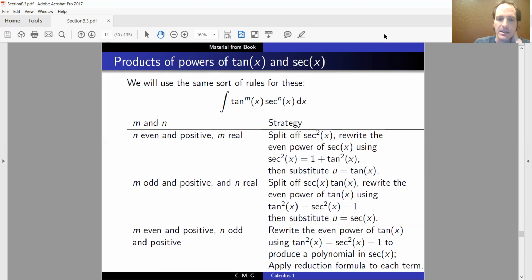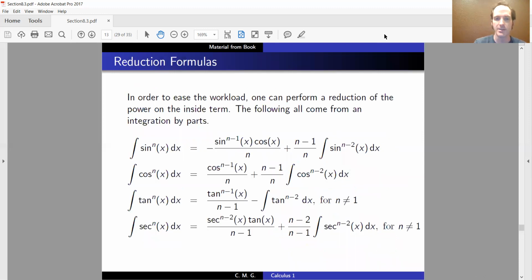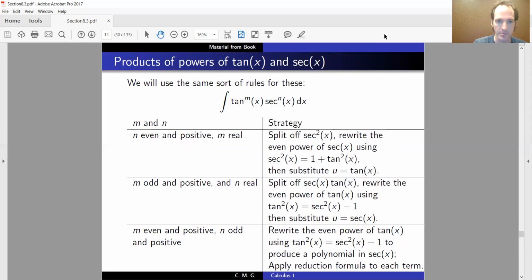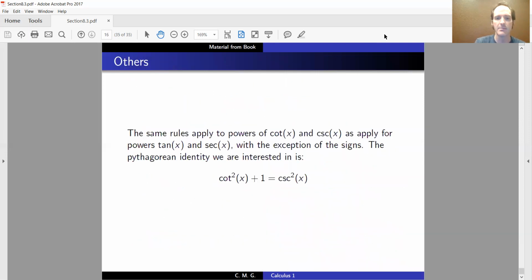And then finally, if they're both even and positive and odd and positive, then I'm going to rewrite this using cosecant. The cotangent squared is cosecant squared minus 1. And then I produce a polynomial in cosecant of x. Then I apply a reduction formula to each term using this cosecant reduction formula, which I haven't given you. It's actually going to be on the sheet that I give you. So the cosecant squared one is on that as well.